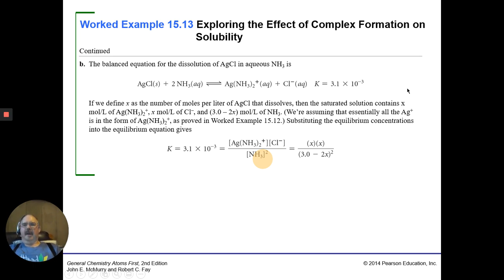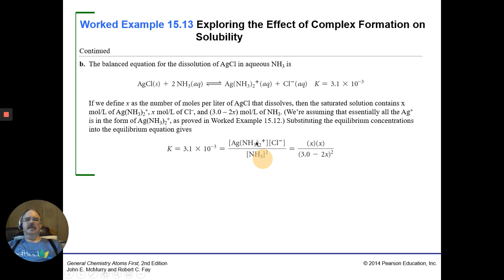So we'll define X as the number of moles per liter of silver chloride that dissolves. And then a saturated solution contains X moles per liter of the diamine silver complex, X moles per liter of chloride, and 3 minus 2X moles per liter of ammonia. And again, we're assuming that essentially all of the silver is in the form of this diamine silver complex.